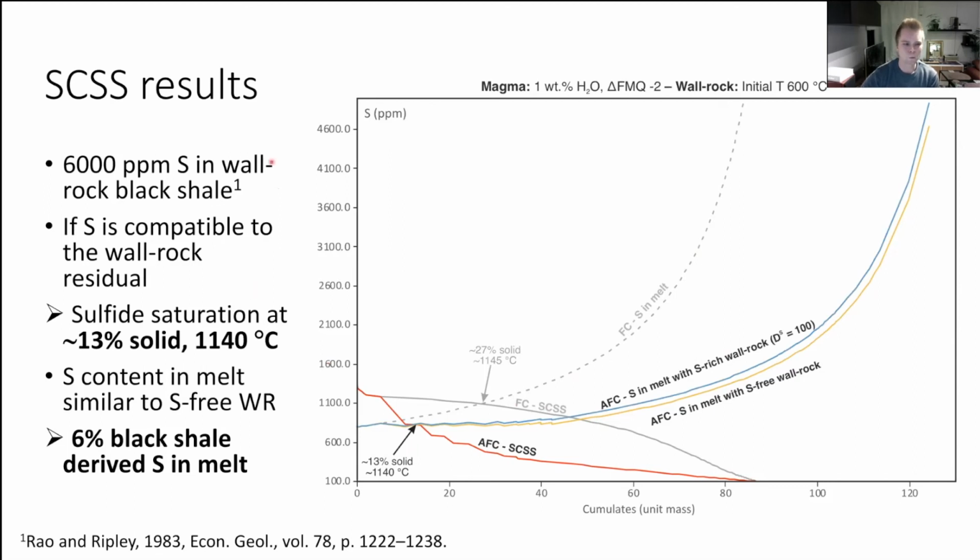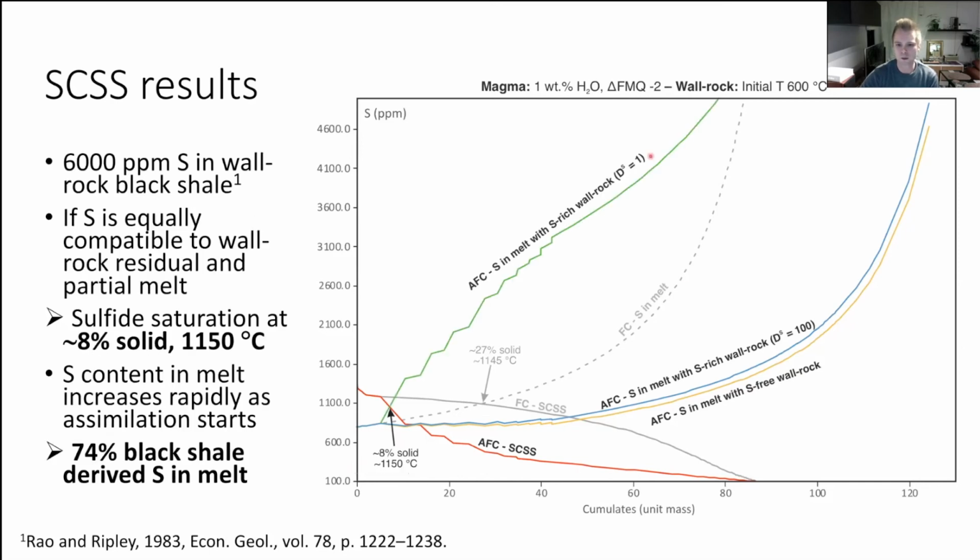Then we added 6,000 ppm of sulfur to the wall rock black shale. And this is actually the average sulfur content in the wall rock black shale in the Virginia Formation. And in this first trace element model, we modeled sulfur as a compatible element. So this would roughly correspond, let's say that we have pyrrhotite in the wall rock and it's not melting because the temperature is too low and it stays in the residual wall rock. So the sulfur content in melt is almost the same as in the sulfur-free wall rock. And at the highest point, the amount of black shale sulfur in the melt is only 6% of the total sulfur.